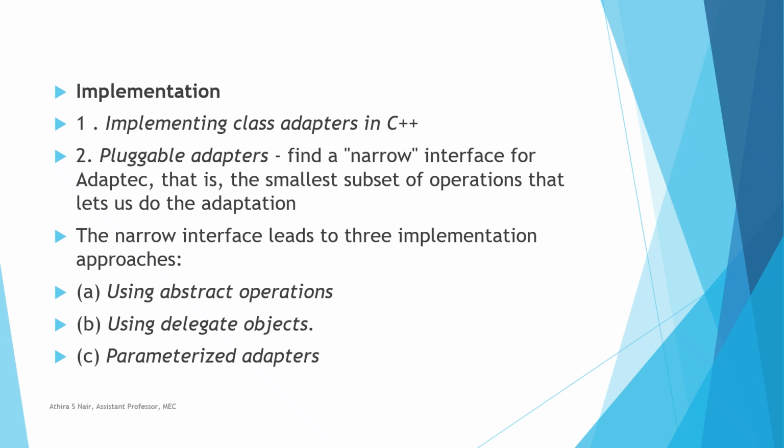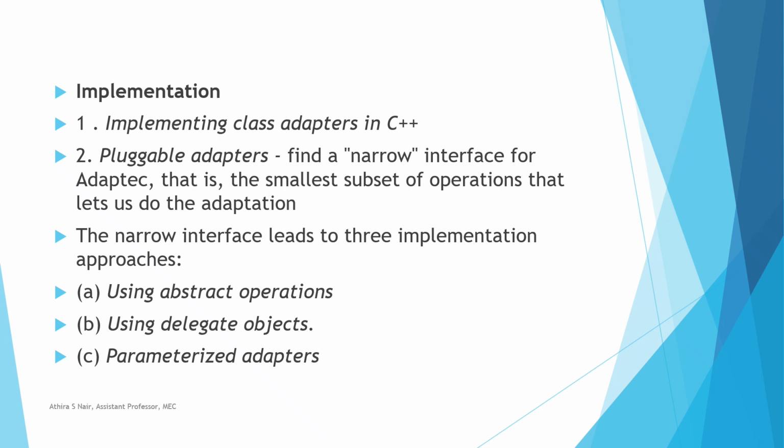So in this type, clients call operations on an adapter instance. In turn, the adapter calls adaptee operations that carry out the request. Although the implementation of adapter is usually straightforward, there are some issues to keep in mind. So first is implementing class adapters in C++. In a C++ implementation of a class adapter, adapter would inherit publicly from target and privately from adaptee. Thus, adapter would be a subtype of target but not of adaptee.